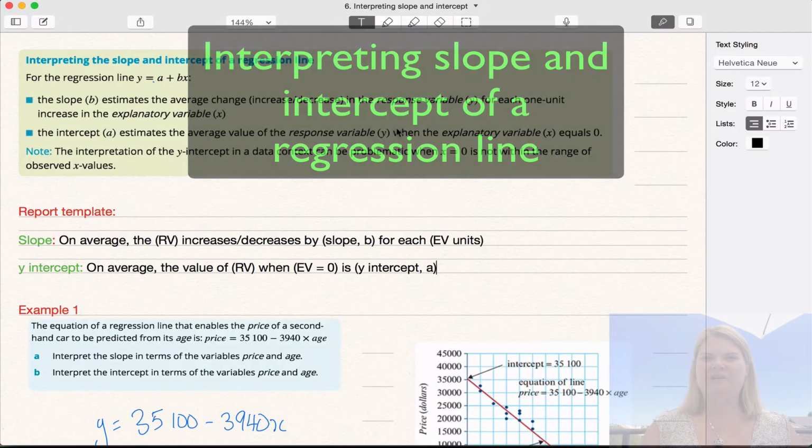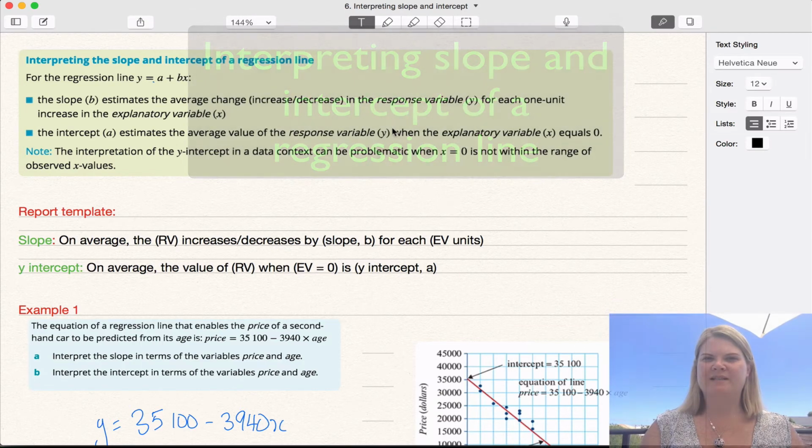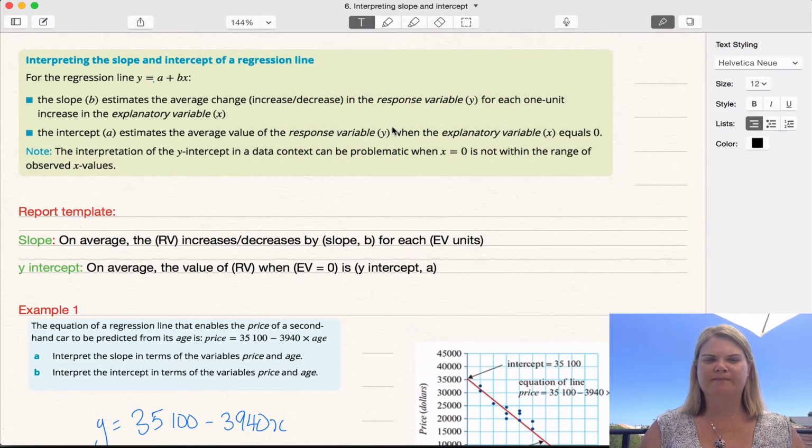Hello and welcome to our video on interpreting slope and intercept of a regression line. You remember that our equation for the regression line is y equals a plus bx, and the slope is b and the y-intercept is the a value.